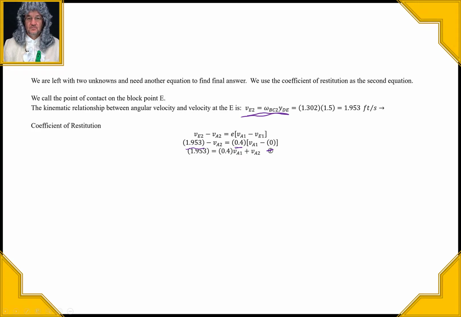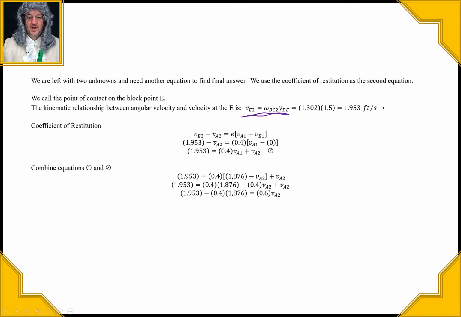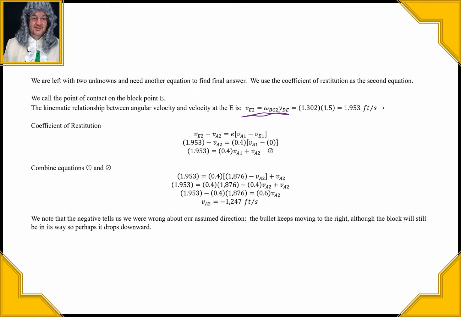So now we have a second equation, right? So we combine that with equations 1 and 2, and we're able to find here's the ricochet velocity, and it shows it as negative. Therefore, we're going to predict that the bullet's going to keep on going. It keeps moving to the right, but the block is going to still be kind of in the way. So it's probably going to end up dropping downwards in reality.